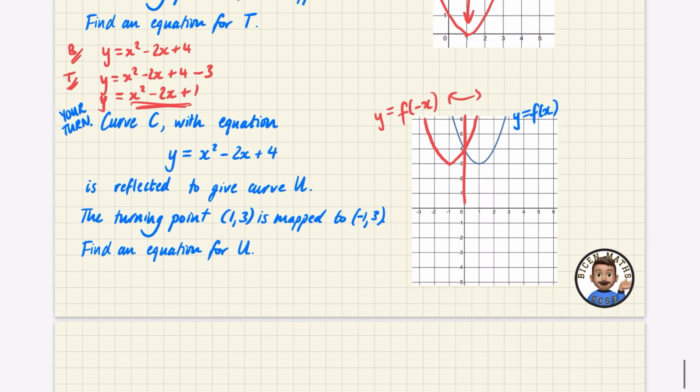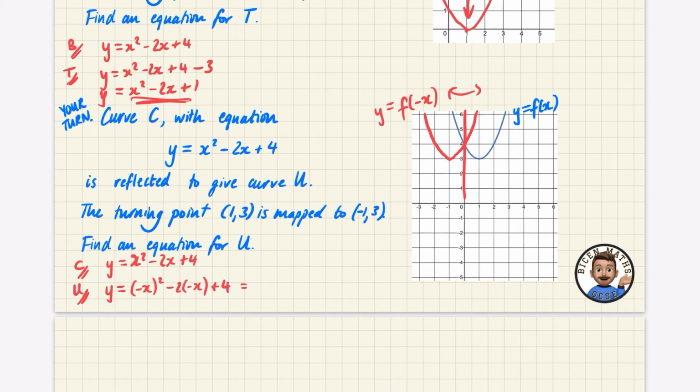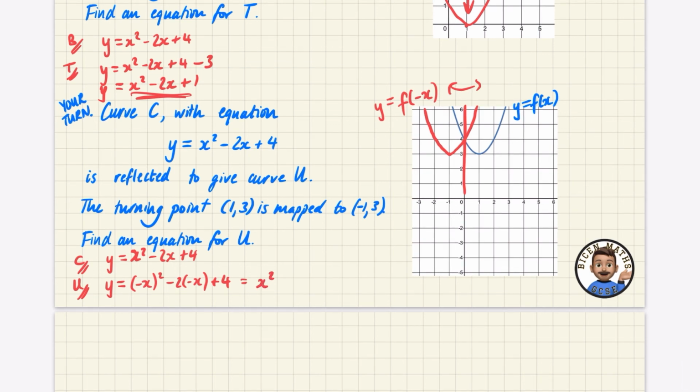Let's get a new page so I've got a bit more space. The original equation for C is y equals x squared minus 2x plus 4. But for the curve U, if I put in a minus, it would be minus x squared, minus 2 multiplied by minus x, and plus 4. Well, negative x squared is just going to be x squared. Negative 2 times negative x is positive 2x, and then there is a plus 4 at the end. So the equation of U is this one that we've got here.